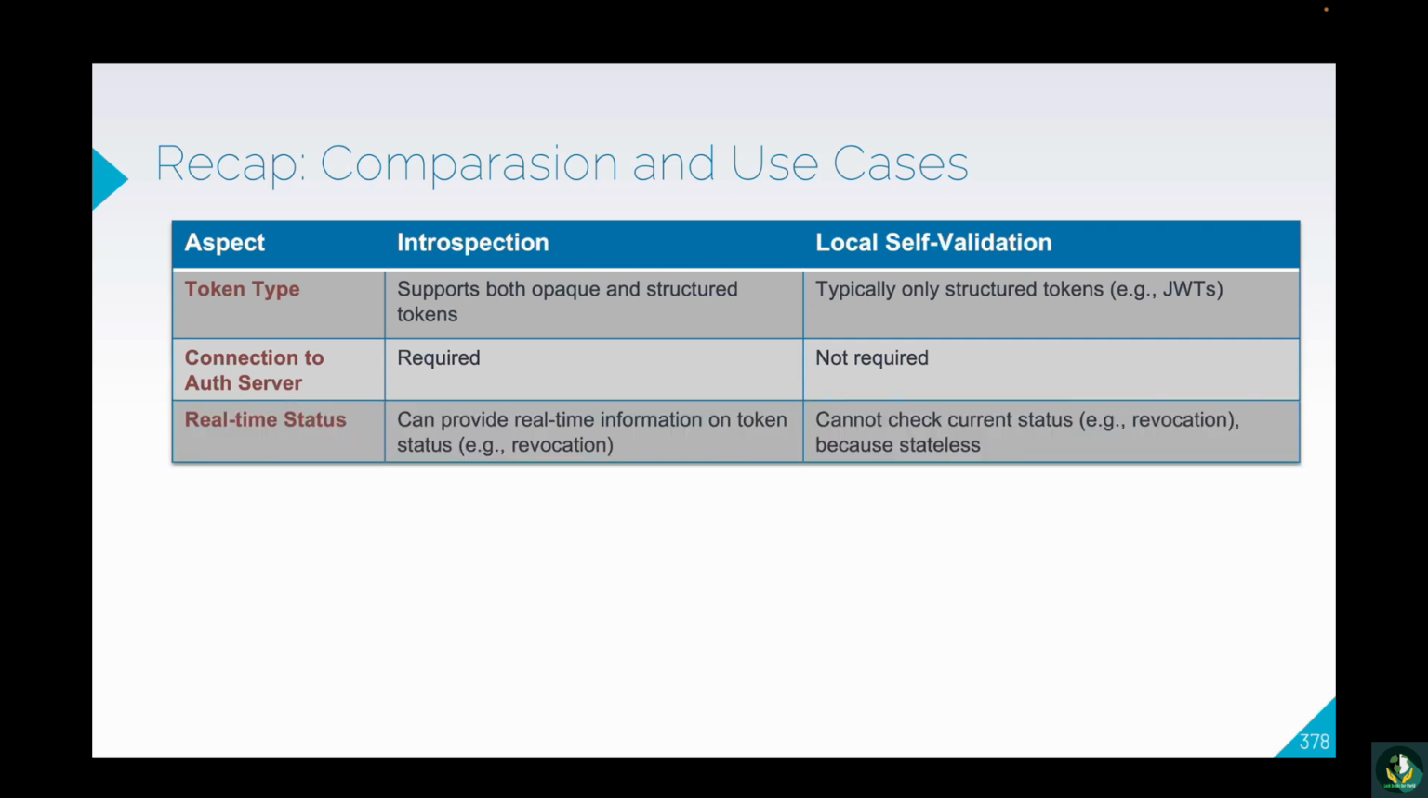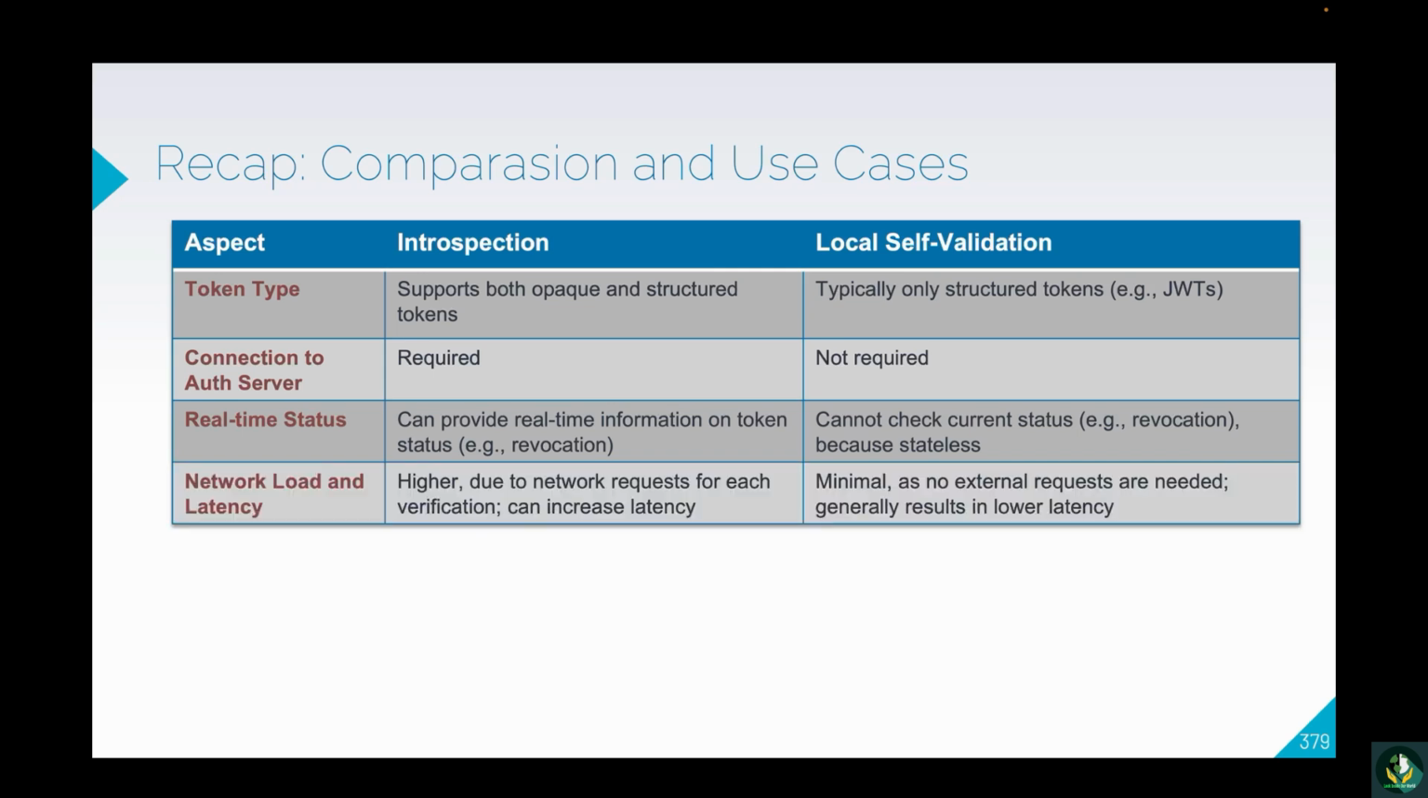Real-time status. Introspection can provide real-time information on the token's status, such as whether it has been revoked. This makes it highly useful in situations where real-time validation is critical. Local self-validation cannot check the current status of the token because it is stateless. Once a token is issued, its status remains unchanged unless the resource server queries the authorization server again.